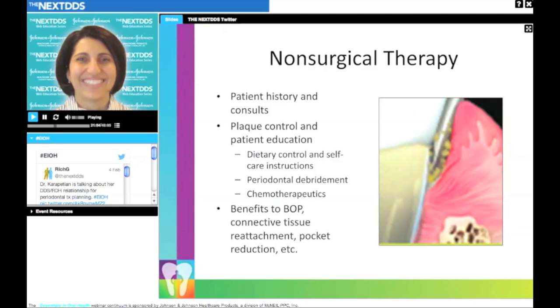And while she's doing this, she's going through the actual physical process of scaling and root planing, removing the plaque and calculus, supra and subgingival, attempting to decrease the bleeding on probing and the inflammation throughout the mouth. So the oral hygiene education part of the treatment is just as important as the physical debridement.